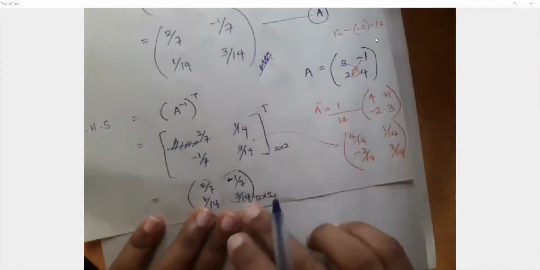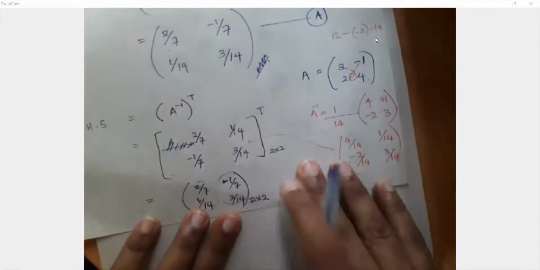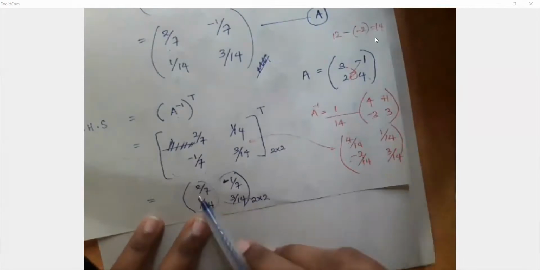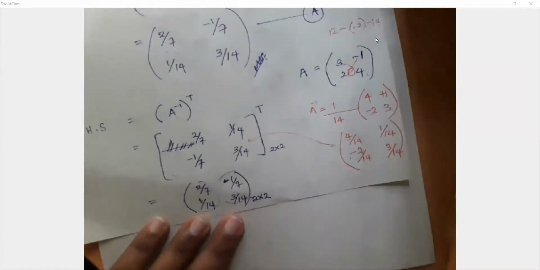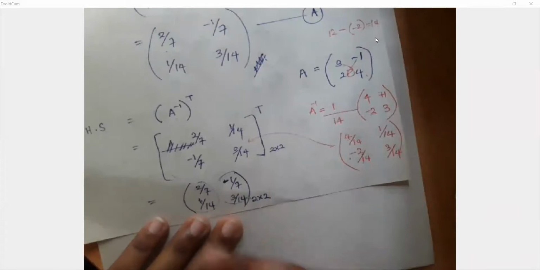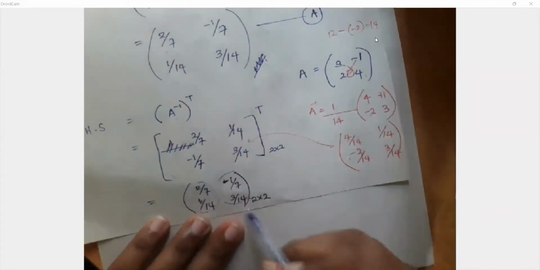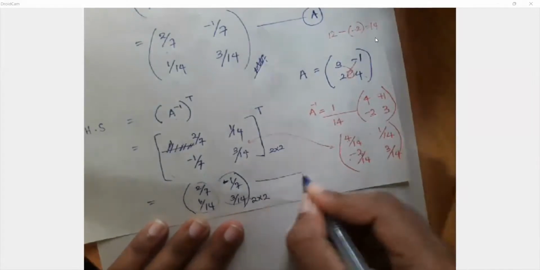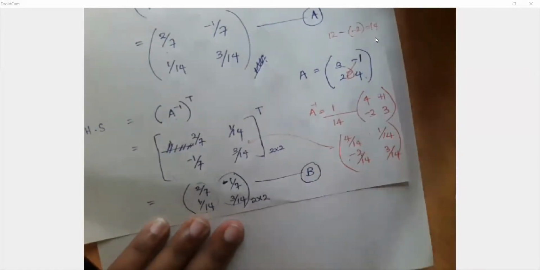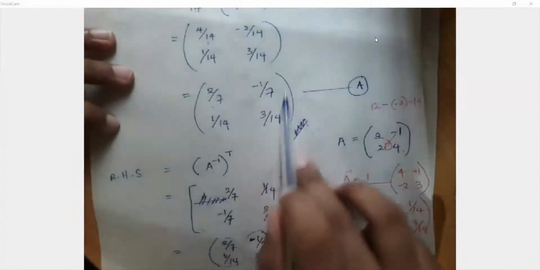Okay. Now see, can we simplify further after this step? Now this is a matrix, just a simple matrix. We can't do anything here. We took the inverse and then the transpose. After that, we can't simplify further. So I shall make it B. Now check out A and B. We got A from our left hand side. So A is this matrix.